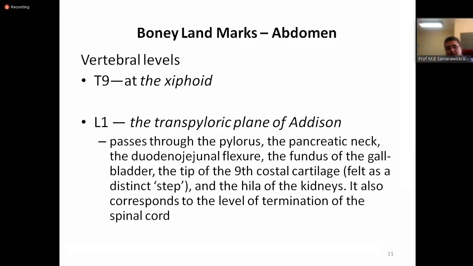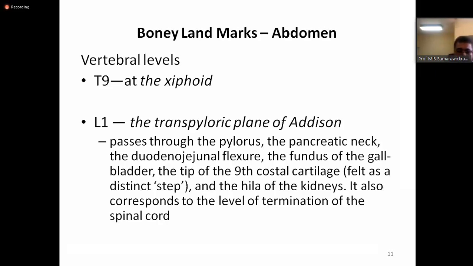Right, T9 corresponds to the xiphoid process, and L1 is where the transpyloric plane crosses. At this plane you should know what structures are present. It's because this will be asked in your essays, MCQs, or even in viva questions. And also this is important to identify in cross-sectional anatomy, right? Sometimes spots might be given at this level, right?